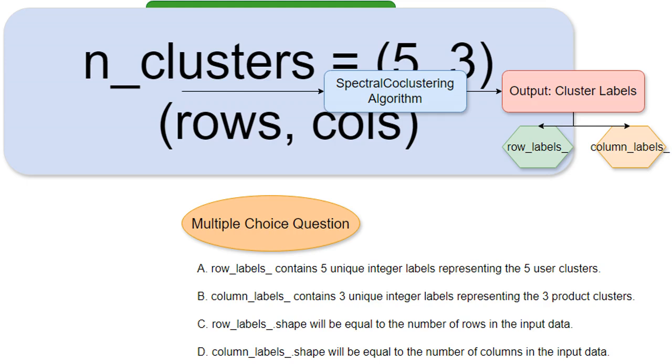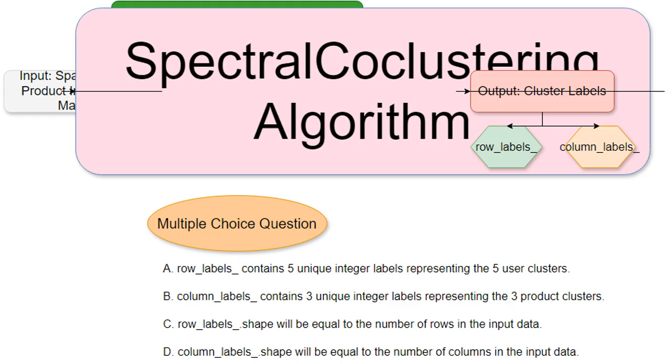I want to find 5 groups of users and 3 groups of products. I'm setting the number of clusters for rows, users, to 5 and the number of clusters for columns, products, to 3. This setting dictates how many groups the algorithm will find. I'm using the Sklearn library's Spectral algorithm. This algorithm is specifically designed for co-clustering. It's perfect for my task.